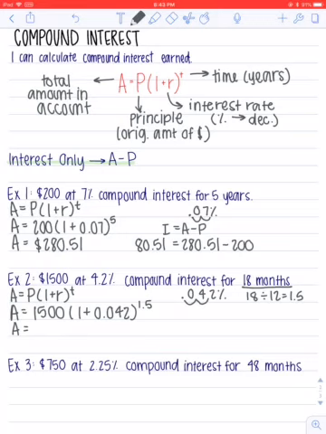A equals, once you type that into your calculator, it gives you our total amount in our account of $1,595.49.